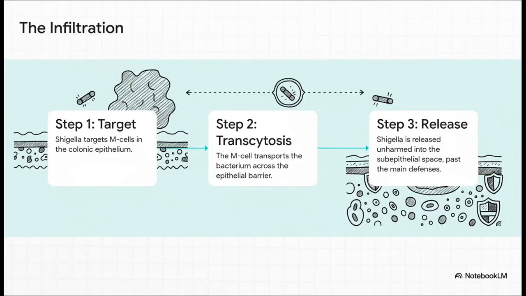And here's how the infiltration goes down. It's this slick, three-step process. First, Shigella lets itself get picked up by an M cell. The M cell, just doing its job, then carries the bacterium across the entire fortress wall, a process called transcytosis, and then it just releases it on the other side. Just like that, Shigella is inside, completely past our main defenses.